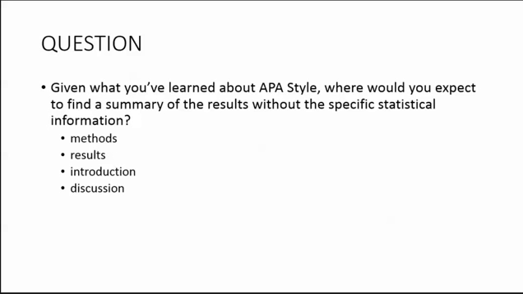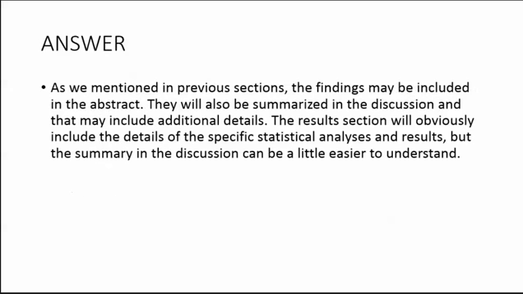Given what you've learned about APA style, where would you expect to find the summary of the results without the specific statistical information? The methods, results, introduction, or the discussion? As we mentioned in previous sections, the findings may be included in the abstract. They'll also be summarized in the discussion, and that might include additional details. The results section will obviously include the details of the specific statistical analysis and results, but the summary and the discussion can be a little easier to understand.